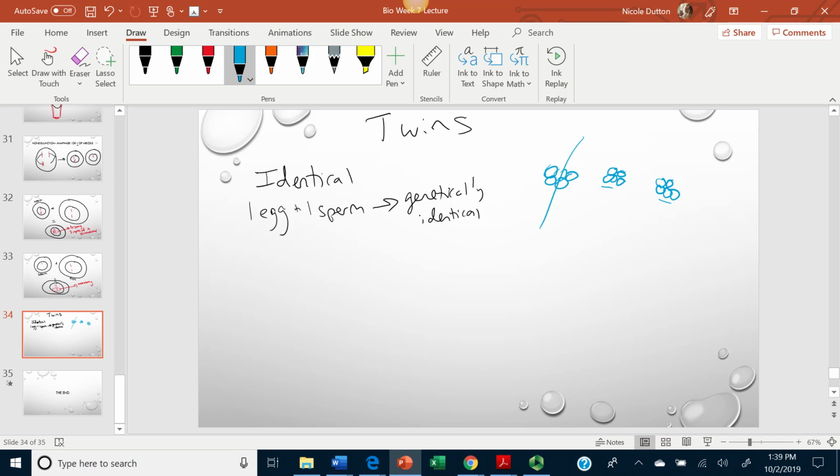There is no genetic component to inheriting this trait that magically gives you identical twins. So this is completely by chance that this would happen.